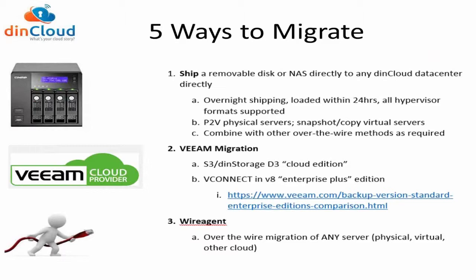The other way is we have a piece of software called Wire Agent. We can put that into a physical server, a virtual server. Doesn't really care where it is. Could be in your on-premise infrastructure. Could be in the Amazon or Azure or Rackspace clouds. It could be anywhere, and it will move it over the wire. We have 1 to 10 gigabit connections in our network. It will move it over the wire, over to dinCloud, and you can spin it up from there.